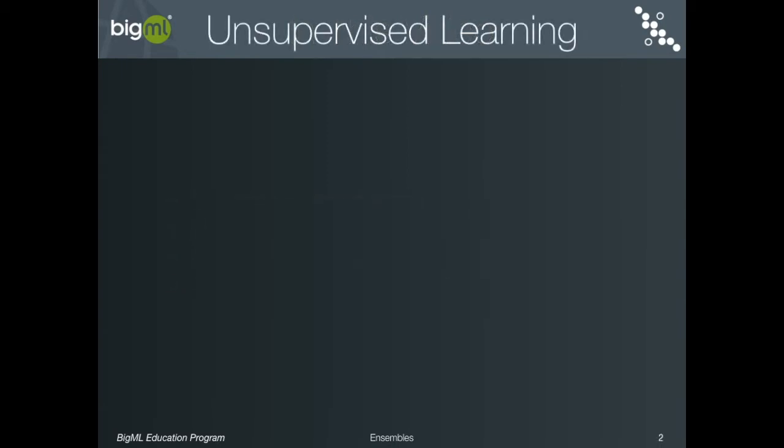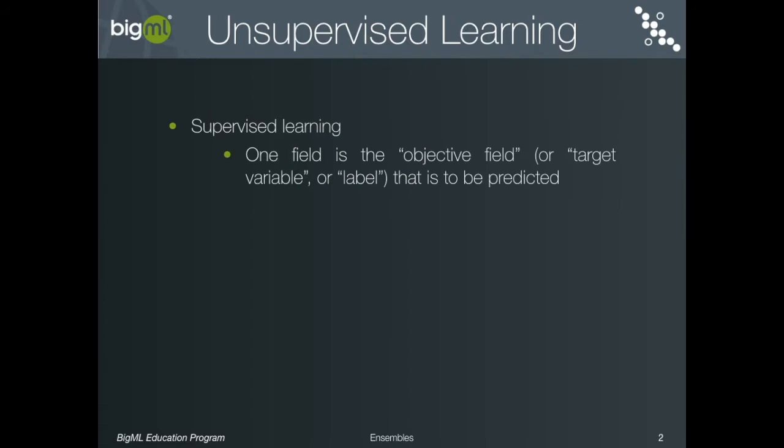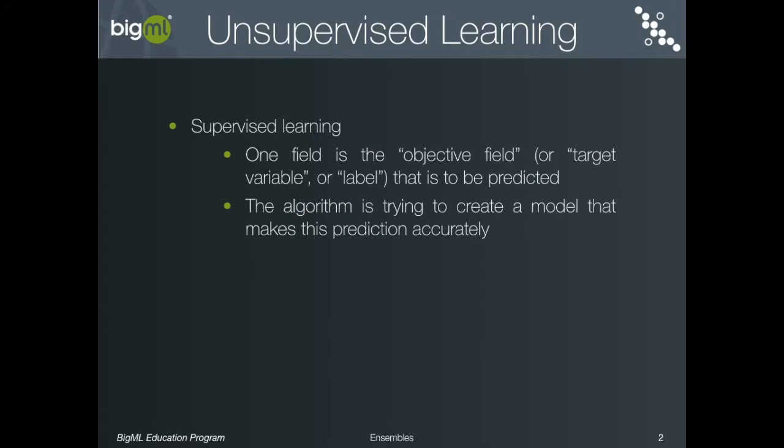Let's begin by reviewing unsupervised learning. One way to categorize machine learning algorithms is by whether they are supervised or unsupervised. Supervised learning algorithms have a target variable or label that they are trying to predict. The job of the learning algorithm is to construct a model that can make this prediction accurately.